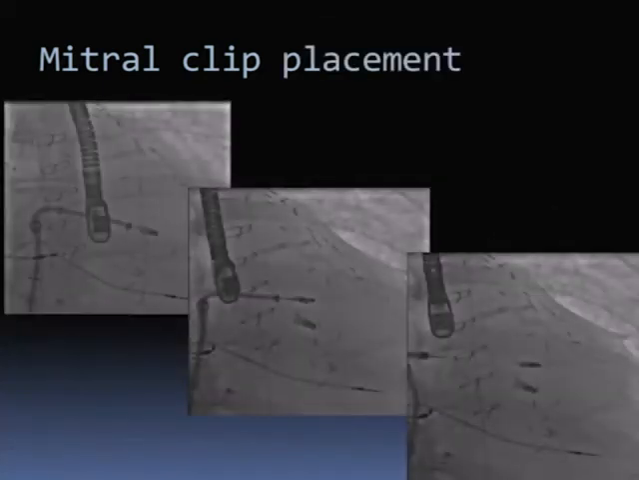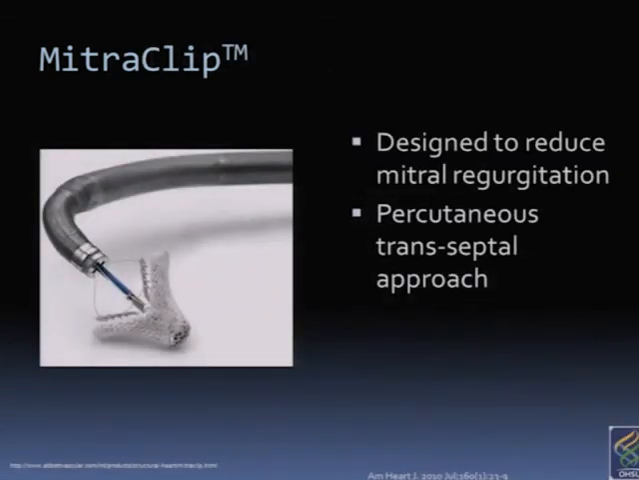They are also placed via a transseptal approach. So the catheter comes in through the right atrium. There's a transseptal puncture, and the valve is then grasped, and the clip is closed. This is how the clip looks magnified, and they're designed to reduce mitral regurgitation. And like I said, it's a transcutaneous transseptal approach.